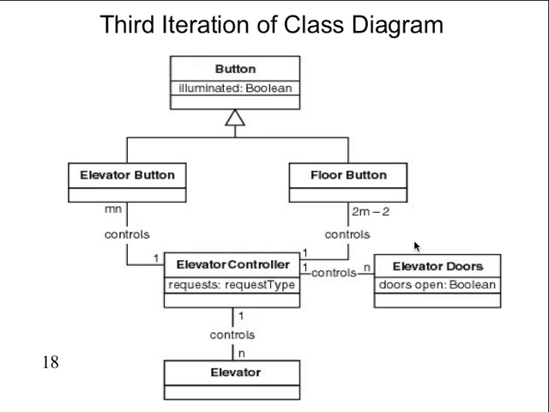Interesting thing is we're starting to see cardinality in here too. You could take this and work backwards, turn it into an entity relationship diagram. We have 1 to 1, 1 to n. We have one elevator controller that controls any number of elevator doors. We have one controller that has many or any number of elevator buttons. That's what the M's and the N's stand for.